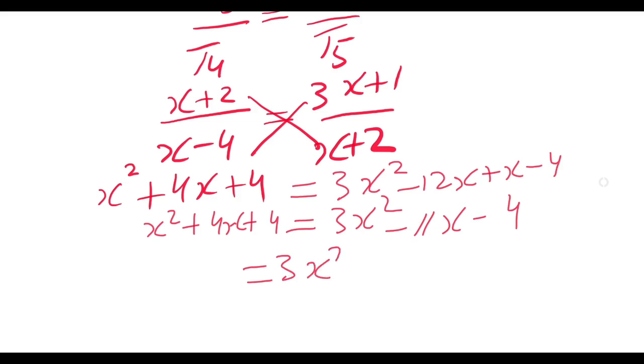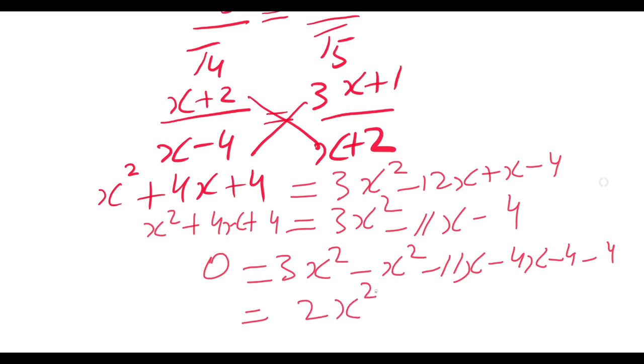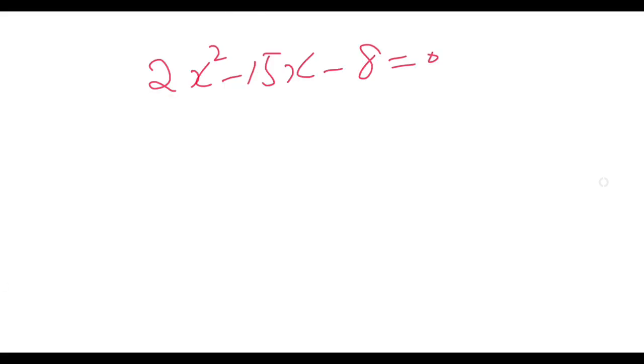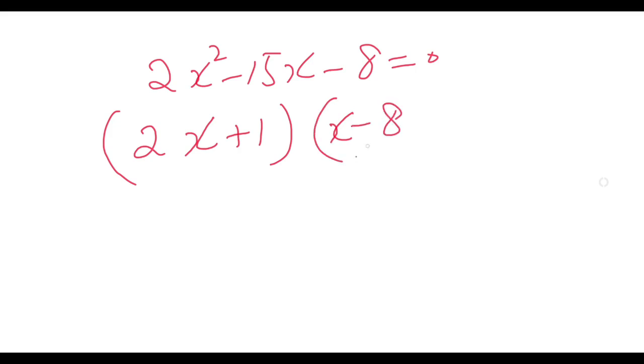3x², and this I pull over to this side becomes -x², and we got -11x and this becomes -4x, and we got -4 and this also becomes -4, is equal to 0. Now I solve here. This becomes 2x² - 15x - 8 = 0, so I'm going to factorize. So I factorize, this becomes (2x + 1)(x - 8) = 0.